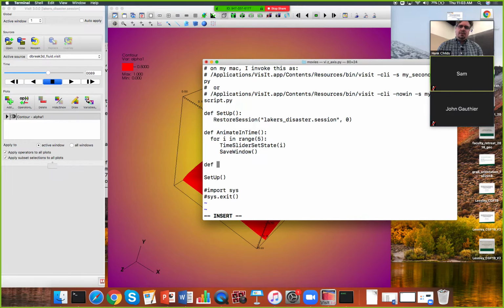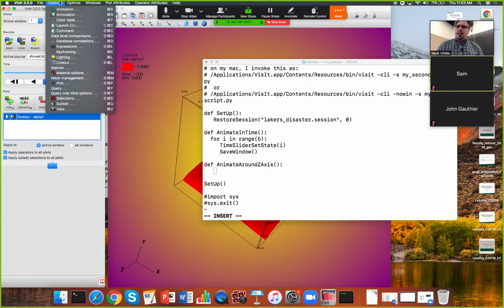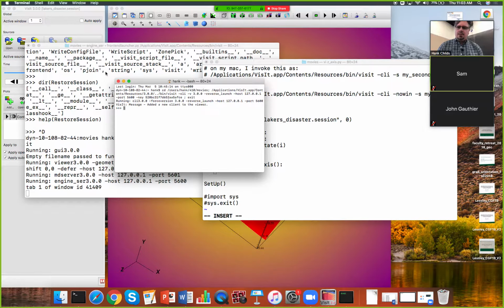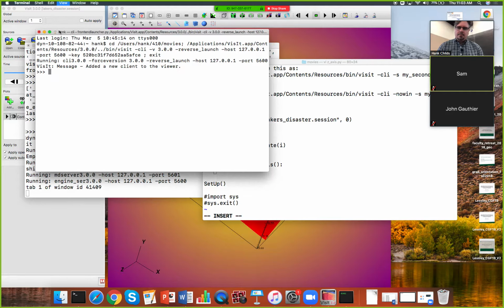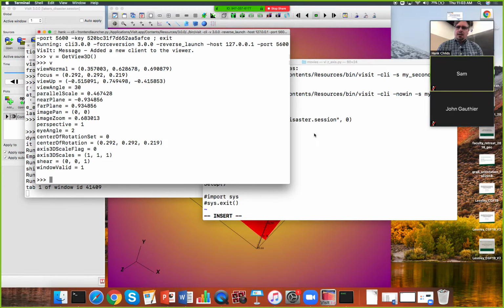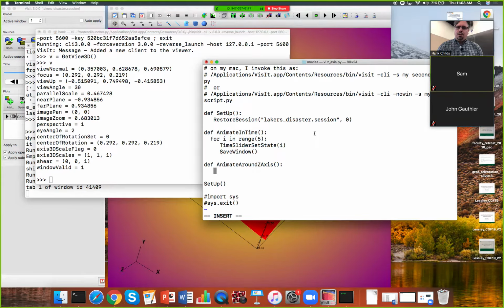And so that gets easier. If I say def animate around z-axis, then I would do something like, let me just remind myself what the interface is. I guess the view normal, we were talking about look earlier, and view normal is the same as look. So I would say v equals get view 3D. And actually, I'm just going to copy this stuff over.